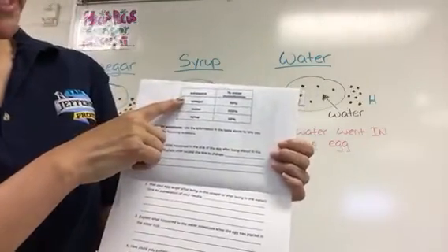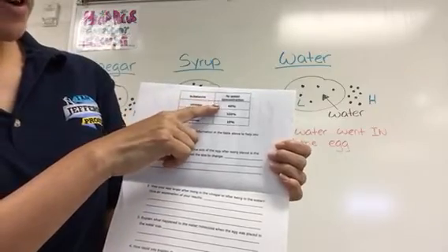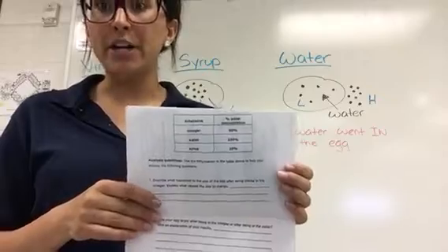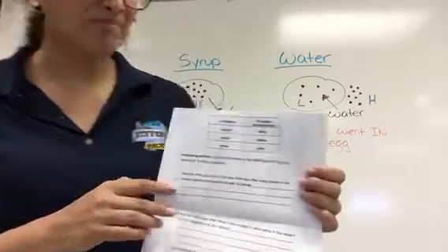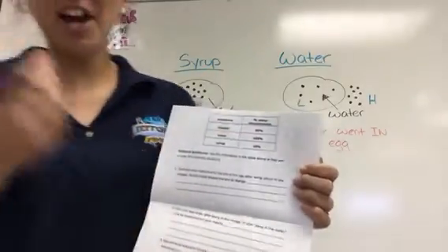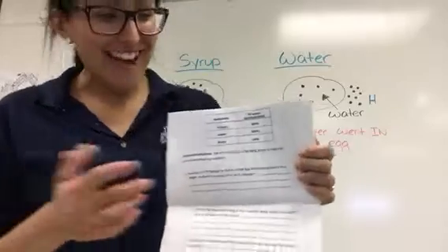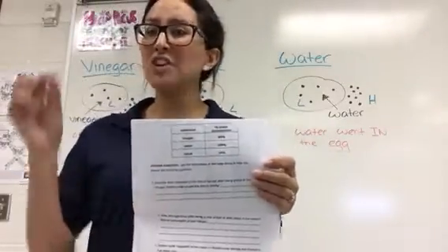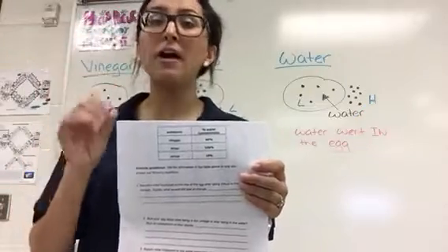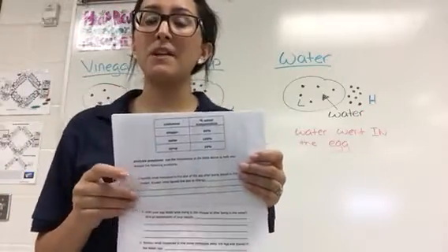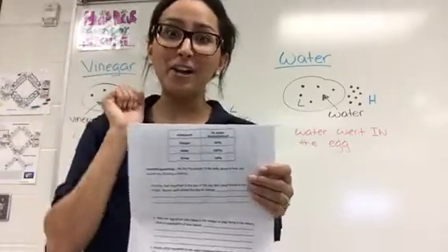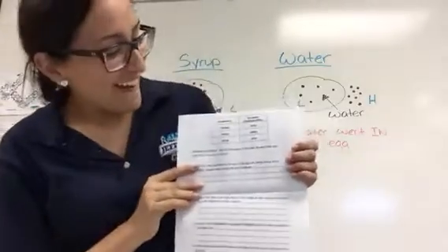So vinegar, you can see it has a 90% concentration of water, and that means that there's a lot of water in vinegar, okay? Water, of course, is 100%, it's all water. And then syrup is only 10%. And so that means that there's very little amount of water in syrup. That's why it's so thick and it's so sticky whenever you're pouring it on your pancakes in the morning.